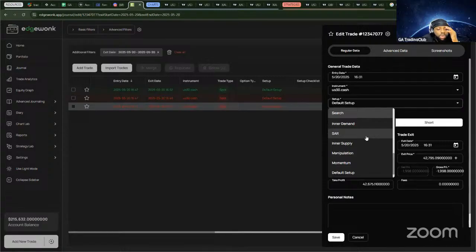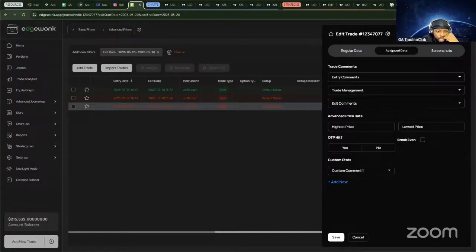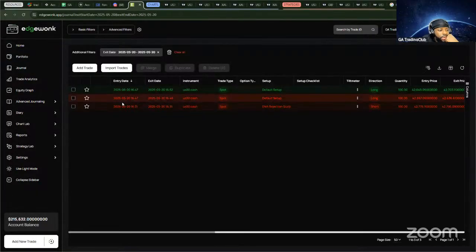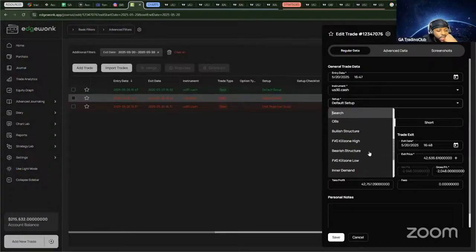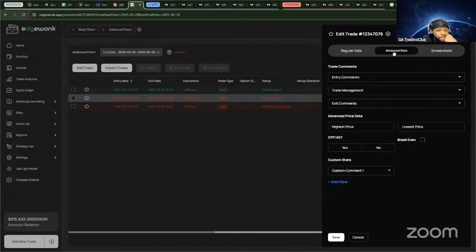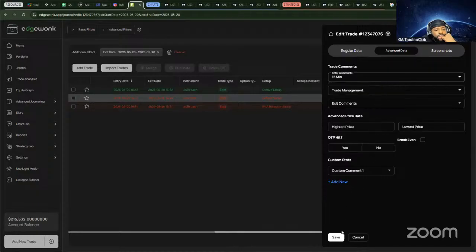The first one that I lost was an EMA rejection scalp, and it was a 15-minute EMA one. So that's the one there. The second one that I lost was a pre-market rejection scalp, and this is only for the 10 point. It's fine. 15 minutes.